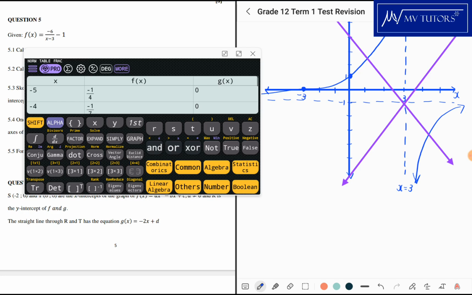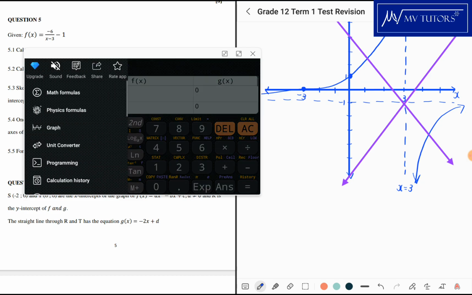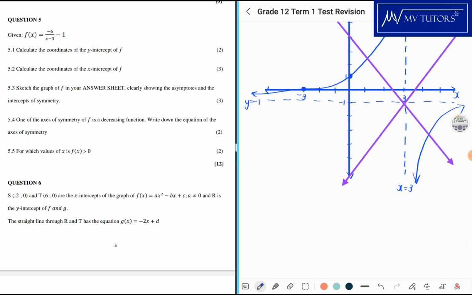Okay, so where am I? Mode. Alright, it doesn't want to go back to the original mode. There we go. Okay, awesome. Now let's go to 5.4.